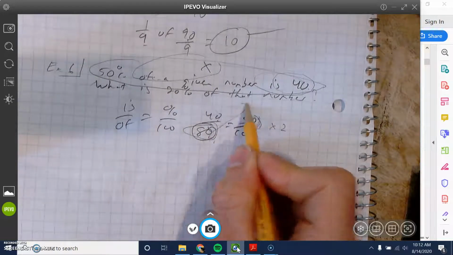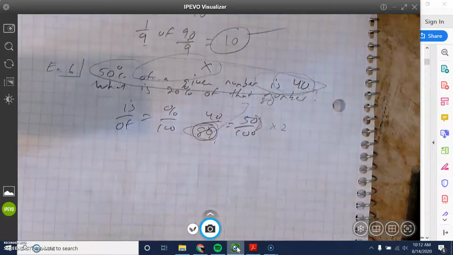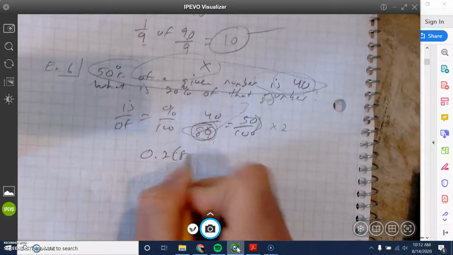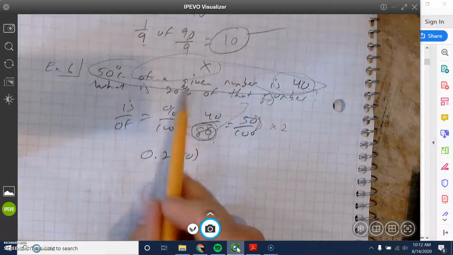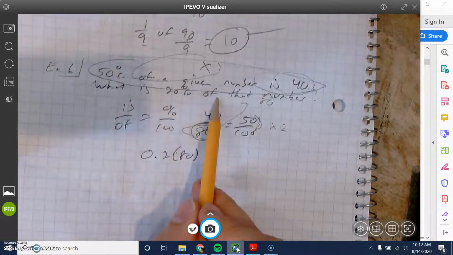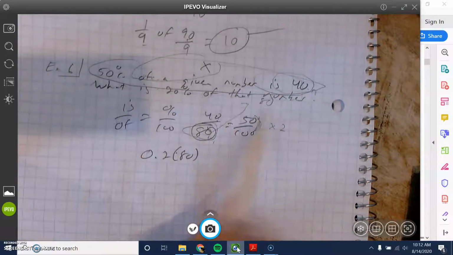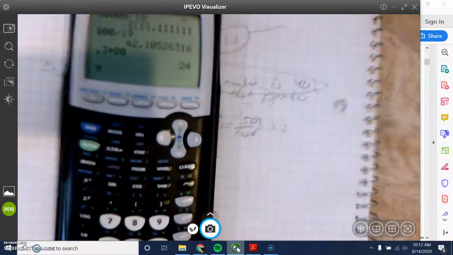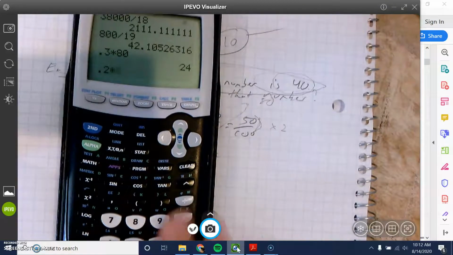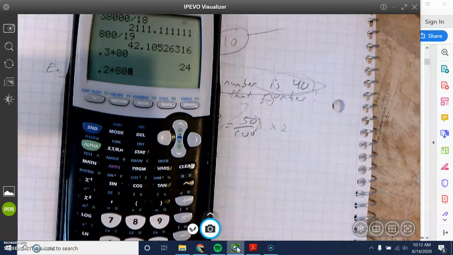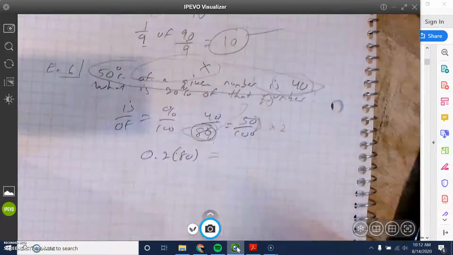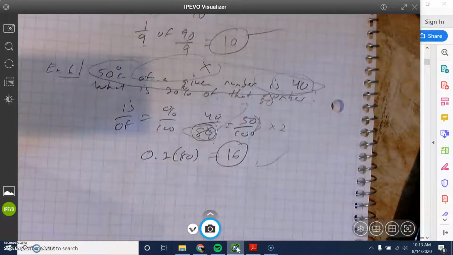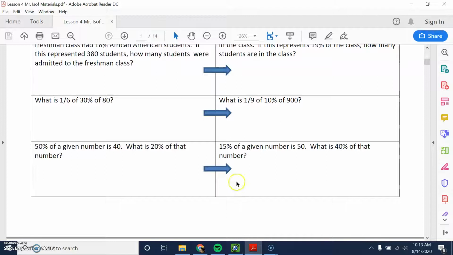That number is 80. So 20% of 80, and I can just do this, because I turn this to a decimal and I multiply, because it says of that number, which is 80. And 20% of 80 is 16. There you go. That is the answer. Your turn. Last one. Good work.